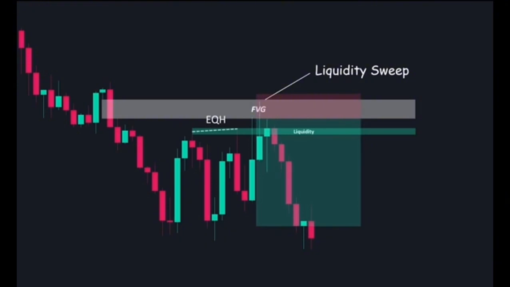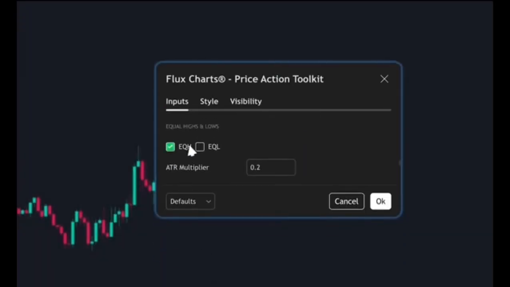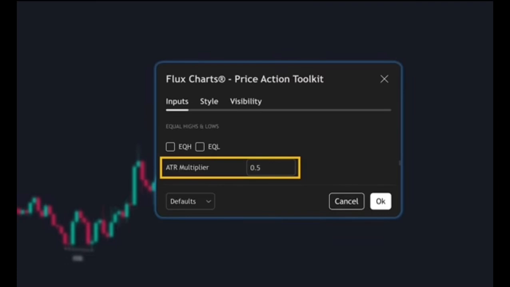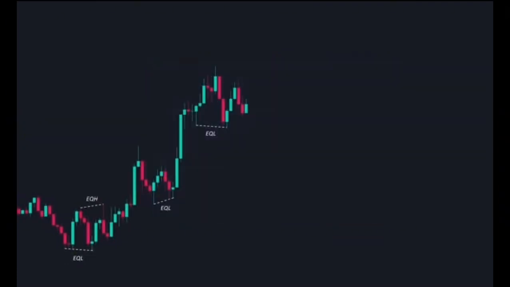To apply this setup on the chart, we start by enabling the equal highs and lows option in the settings tab. The Price Action Toolkit does a great job of automatically identifying and marking these levels on the chart. By increasing the ATR multiplier in the settings, the indicator will detect and highlight more equal highs and lows by accounting for wider variations in price swings. We also activate the fair value gaps and wait for all the conditions of our trading strategy to be met.